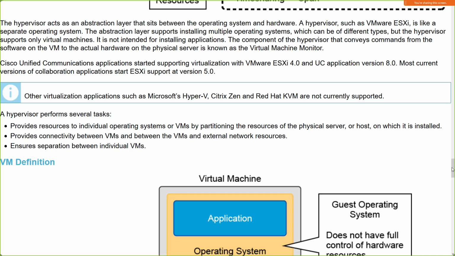So the hypervisor allows you to deploy a virtual machine by allocating specific resources to that machine, but it doesn't actually allow you to install the operating system. Cisco Unified Communications applications started working with ESXi 4.0 and Cisco Unified Communications Manager 8.0, but now they're up to ESXi support for version 5 and beyond. Microsoft, of course, has Hyper-V. Cisco still doesn't support Hyper-V. Citrix has Xen. Red Hat has KVM.